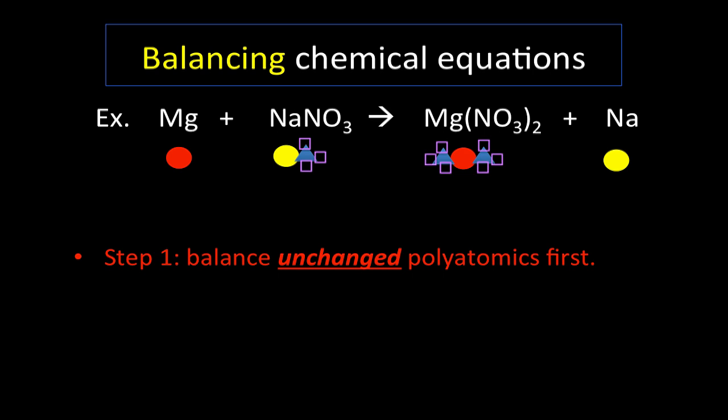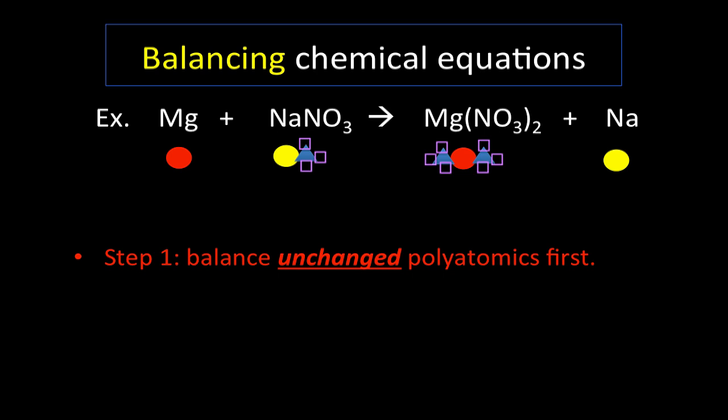If you have polyatomic ions in the equation that are unchanged, in this case, it's nitrate on the left, and it's still nitrate on the right. You want to do those first, and you want to keep them together. You don't want to break it into an N and an O. You want to balance the NO3 together.